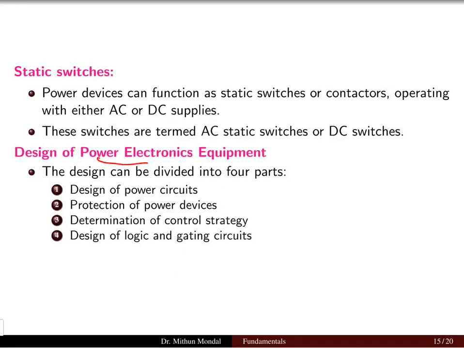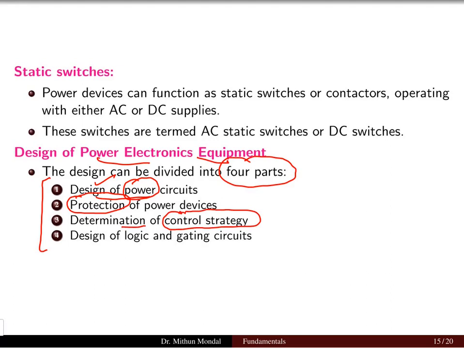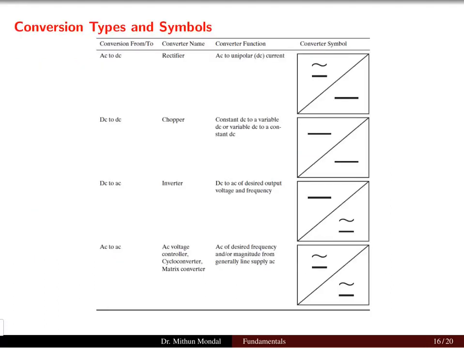The design of any power electronic equipment can be divided into four important parts. What are the parts? First is the design of the power circuit. Then you need some form of protection of these power devices, determination of what control strategy you require for controlling the power, and some logic and gating circuits. This is done with the help of microprocessors and the logic and gating circuits. So these are the four important parts when you design any power electronic equipment. Now certain symbols we use for power electronics.